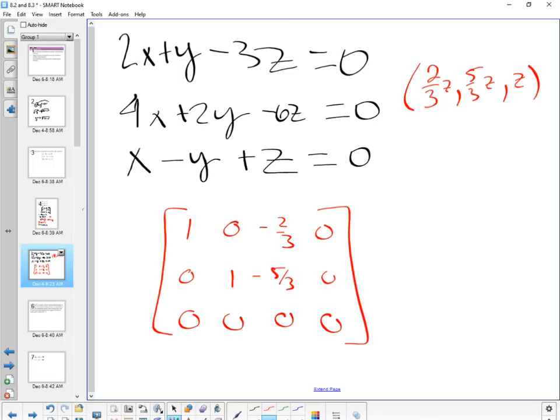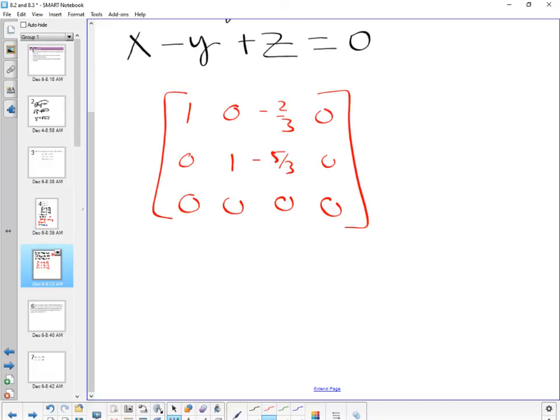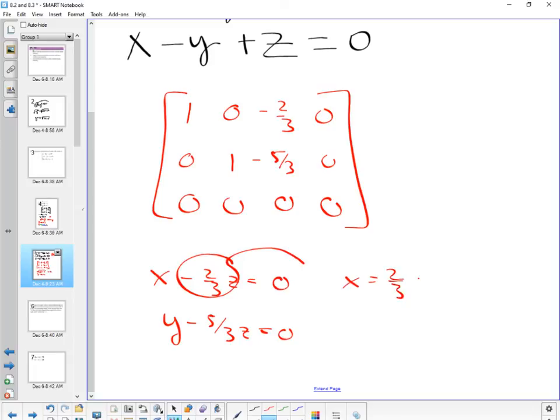That means it's going to be a dependent system, so I have to retake these rows and translate them. How many y's do I have? None. So x minus 2/3 z is 0. From this one, I know that y minus 5/3 z is 0. I'm just going to move them over. So x is 2/3 z, y will be equal to 5/3 z, and z will be my dependent variable.